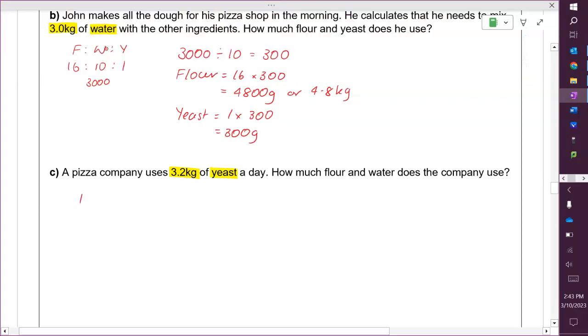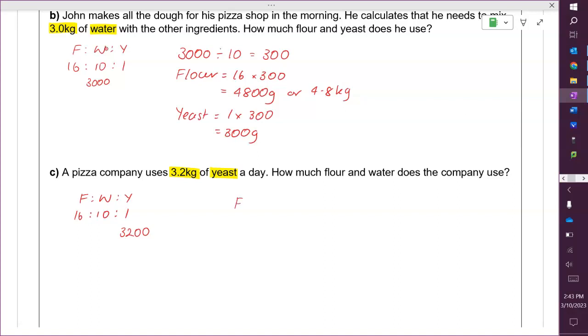So we're still using our same formula. We haven't been told anything different. So 16 to 10 to 1. And we use 3.2 kilos of yeast, so we get 3,200 grams of yeast. Again, you can keep it in kilos if you want. I'm putting it in grams to do all of these the same. So this one's quite simple because we know how to get from 1 to 3,200. We're going to times by 3,200.